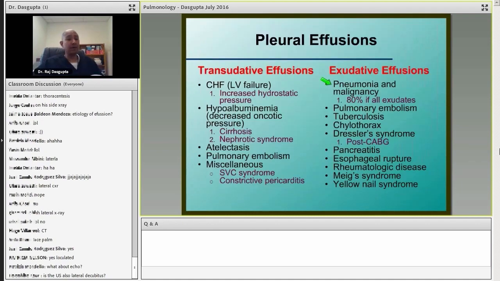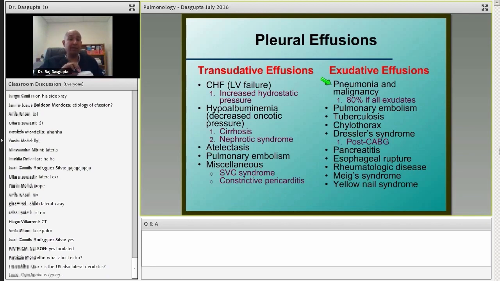All right, so anytime you have fluid anywhere in the body, peritoneum, the joint space, wherever, you've got to put it in a broad category. What causes fluid to be there? And on Step 2, the two main flavors of pleural fluid are going to be, is it a transudate or is it an exudate?